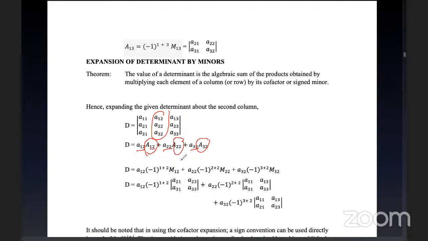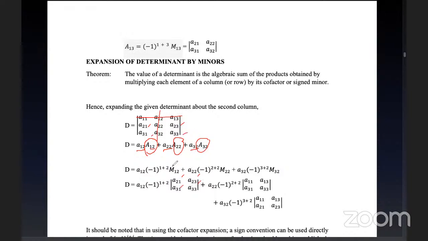And then the minor involved. What is this minor? 1, 2. Let me erase this first. So 1, 2: row 1 and column 2. What are the elements involved? A21, A23, and A31, A33.